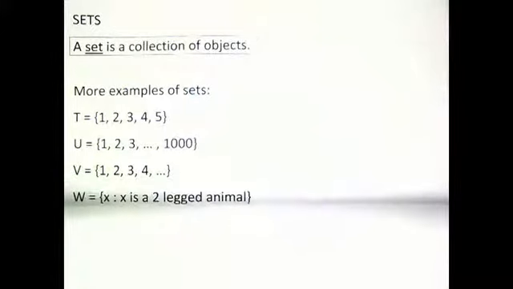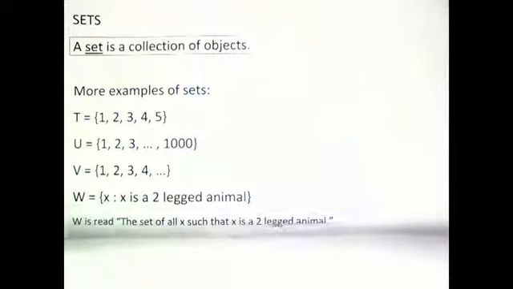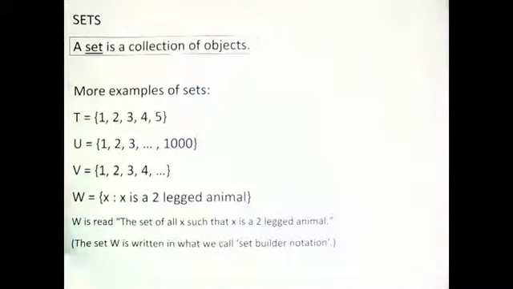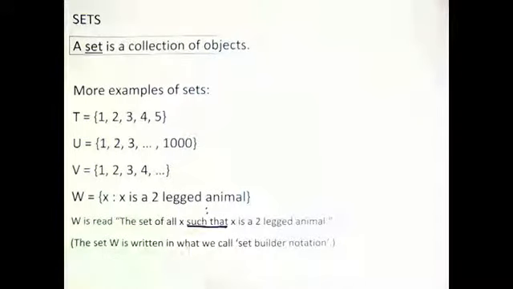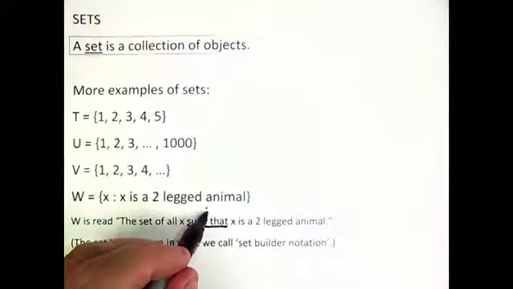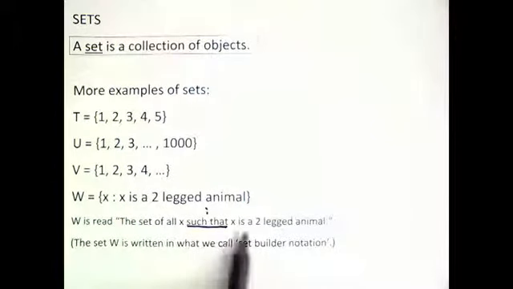This set W is a little different. This is written in something called set builder notation. And here's how you read it. The set of all x, such that x is a 2-legged animal. Now, the opening brace is read as the set of, and then you have all x. The colon is read as such that. So whenever you see that colon, you read it as such that. That's the colon. And then whatever the condition is, x is a 2-legged animal.